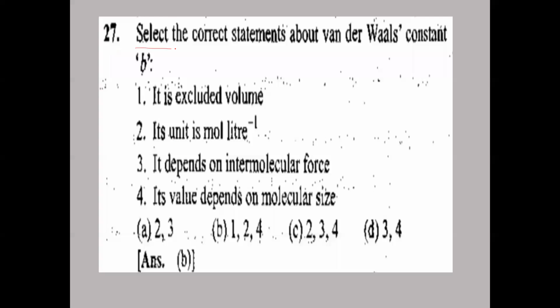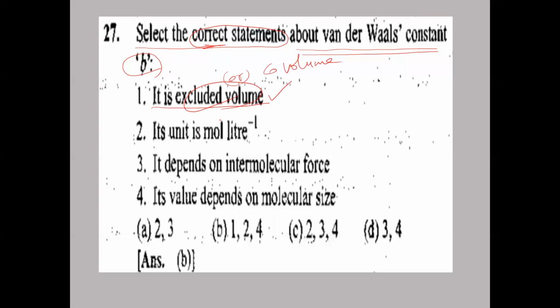Next one, select the correct statements about van der Waals constants. About van der Waals constant B they asked here. Is that clear, ma? So it is excluded volume, correct. Excluded volume is also called what, ma? Co-volume. Co-volume or excluded volume we say here.